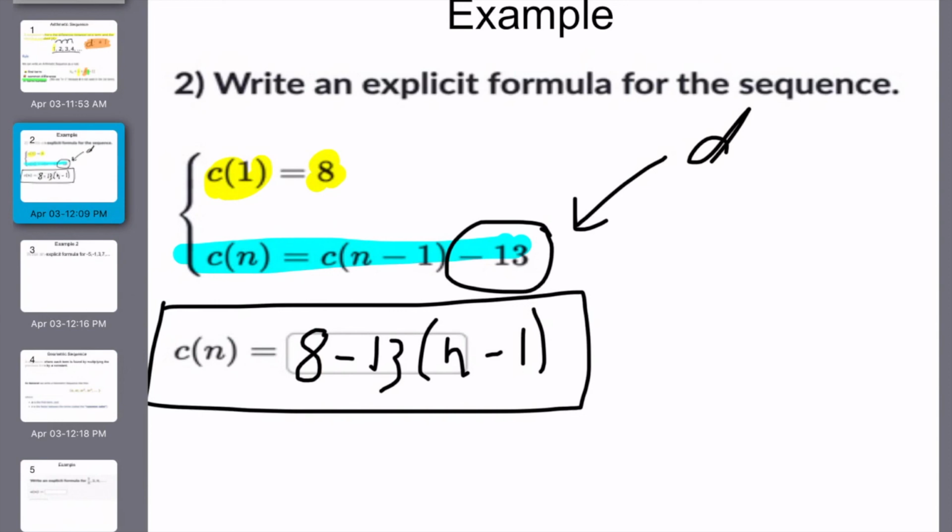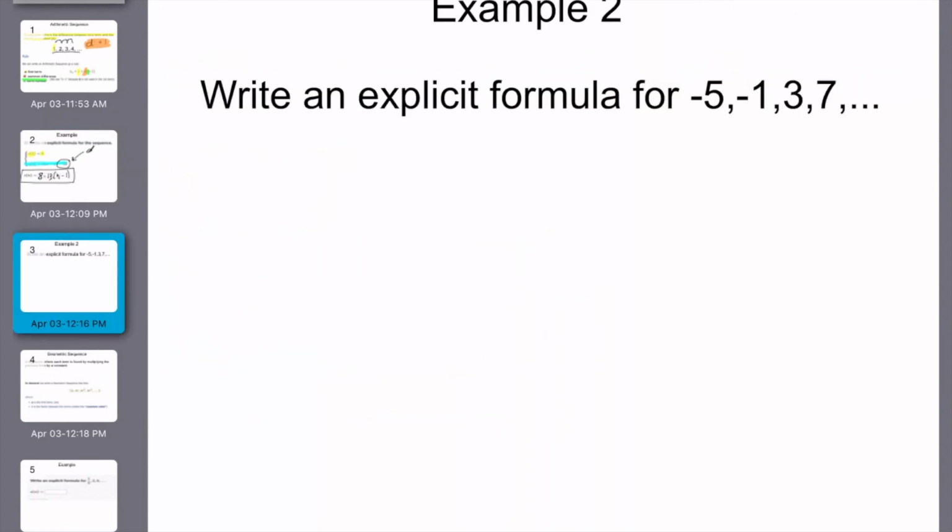Let's try this for another example where it's not broken down like this. We're going to try this for example 2. Write an explicit formula for our sequence of -5, -1, 3, and 7. Well, the first thing that we need to identify is what our first term is. In this case, that's going to be -5.